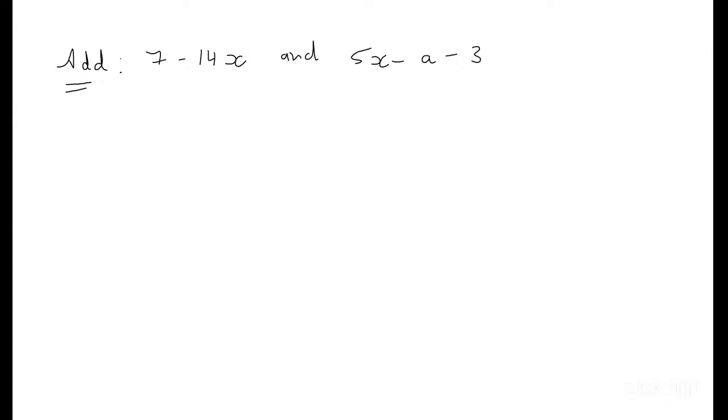Ma'am, does that 3 have a variable? This 3? It doesn't have a variable, Abraham. It is only 3.